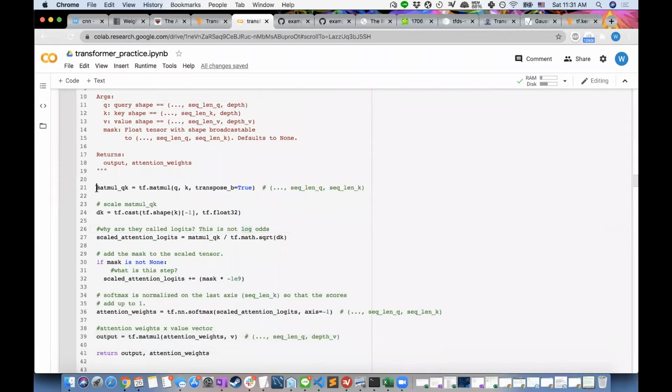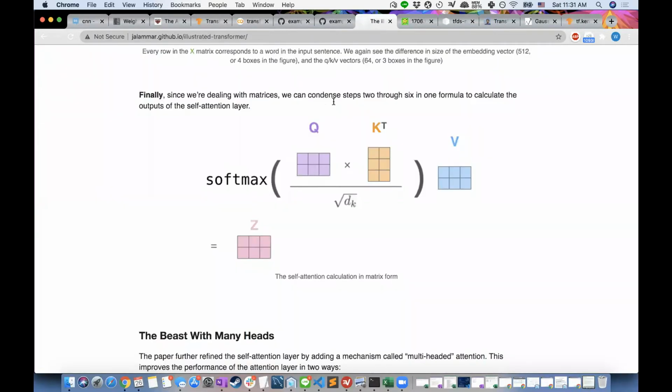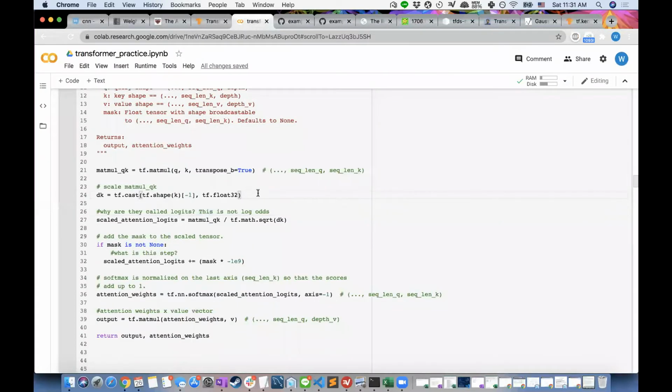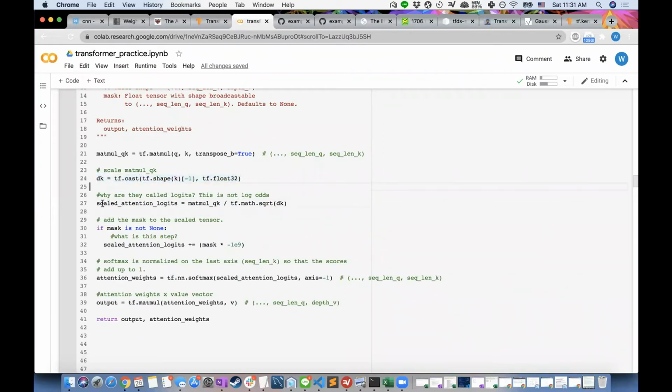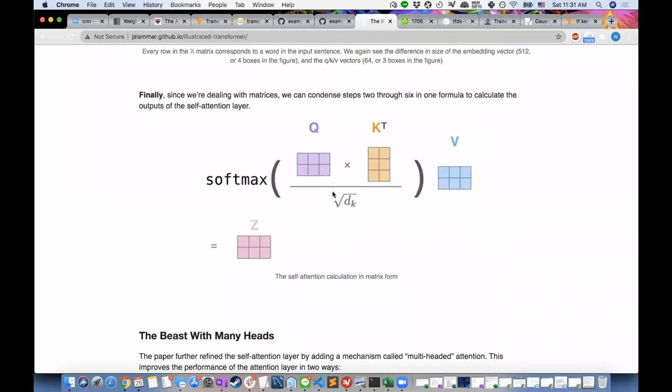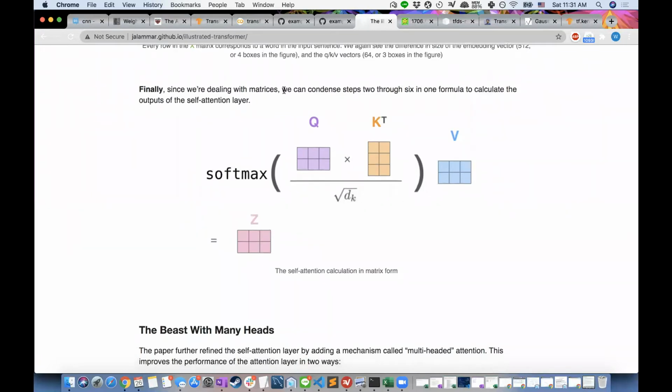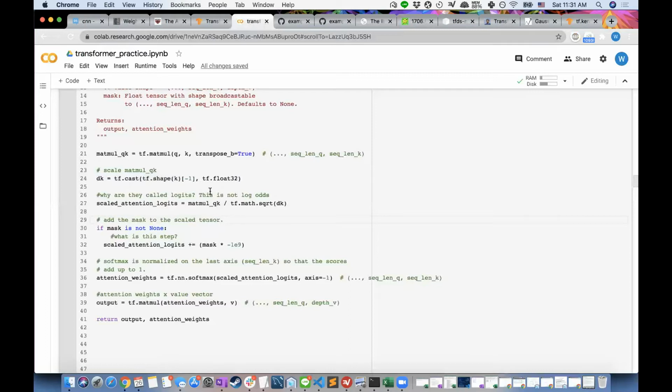Okay, so matrix multiplication, you want to just matmul Q and K, which is this step, right? Q and K. And you scale, you get the dimension of K. That's how you get that. And you scale that, then you get your scaled attention logits. And that will be this step, right? This denominator, divided by the square root of dimension K.